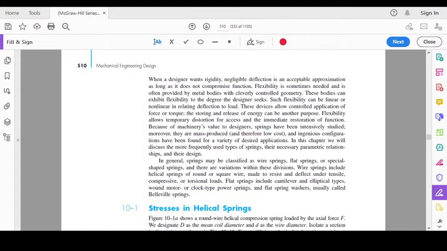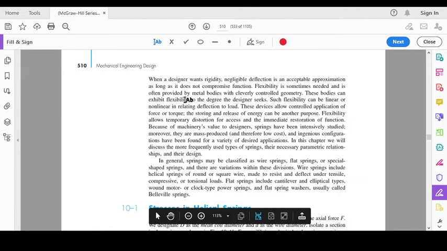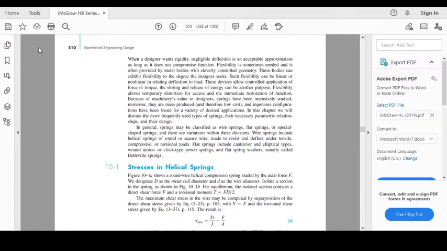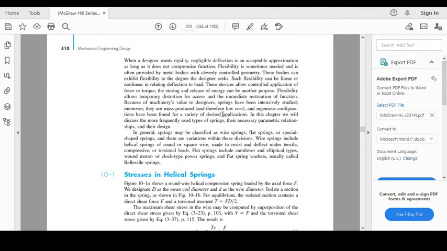Okay, so we go to the classroom. When a designer wants rigidity, negligible deflection is an acceptable approximation.